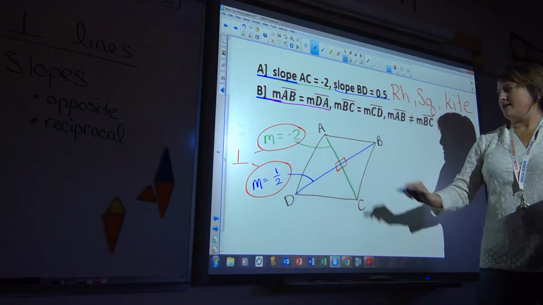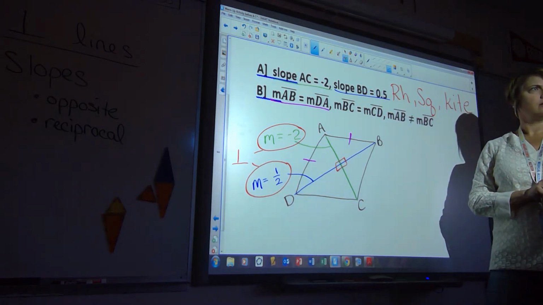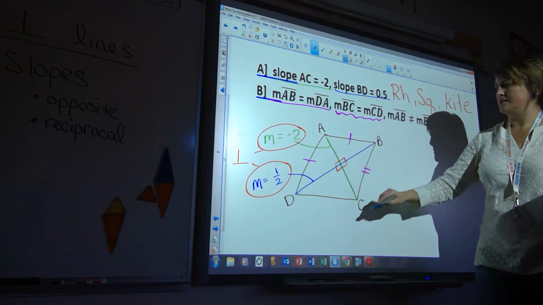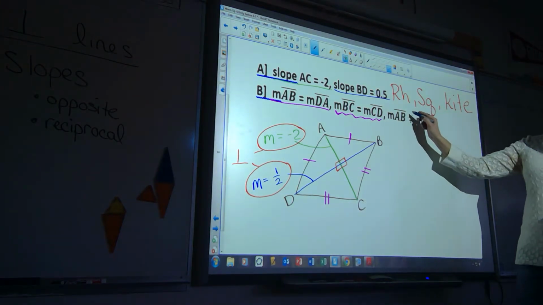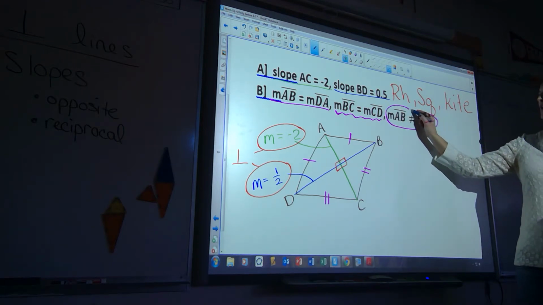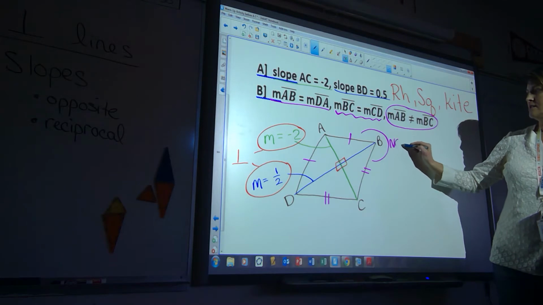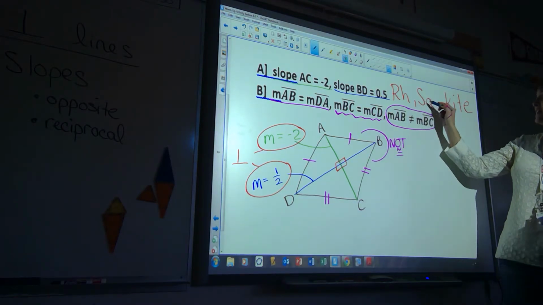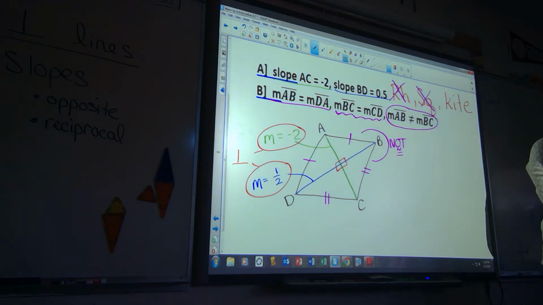AB equals DA, so this equals this. BC equals CD, so this equals that. And then this is saying AB does not equal BC. So these sides right here are not congruent. So I can rule out the square and I can rule out the rhombus. It's a kite. So now I know it's a kite.